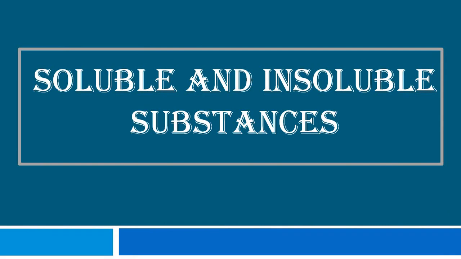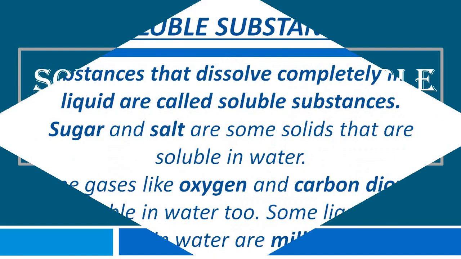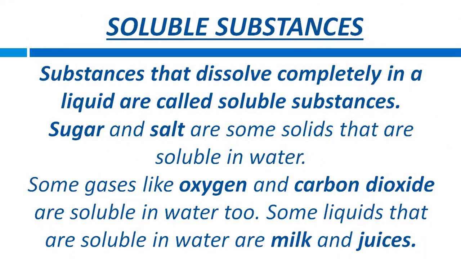Now we will discuss soluble and insoluble substances. So let's start, what are soluble substances? There are some substances or some solutes which completely dissolve in a liquid. So those substances are called soluble substances. Okay, substances that dissolve completely in a liquid are called soluble substances.